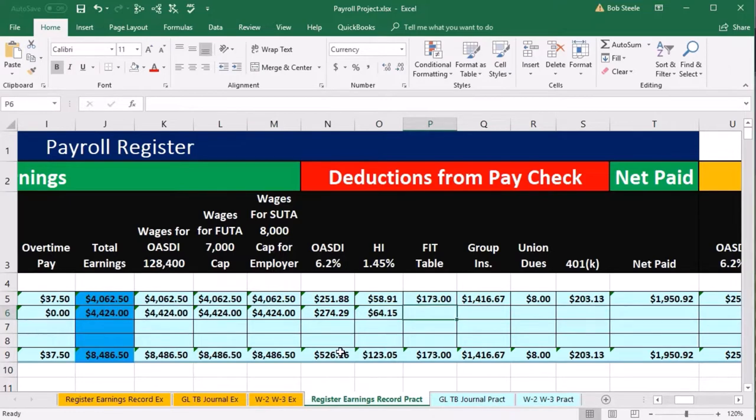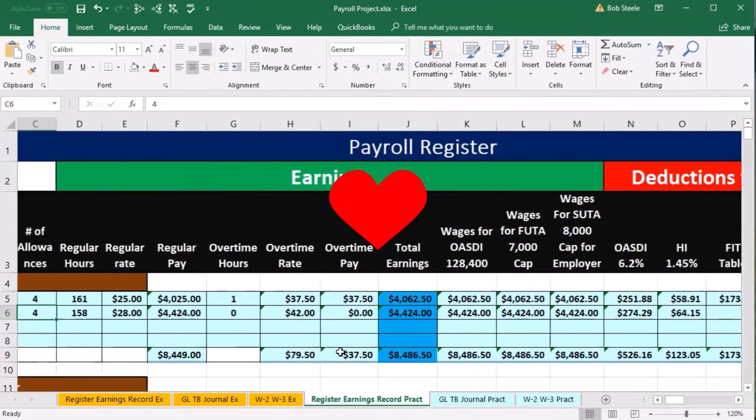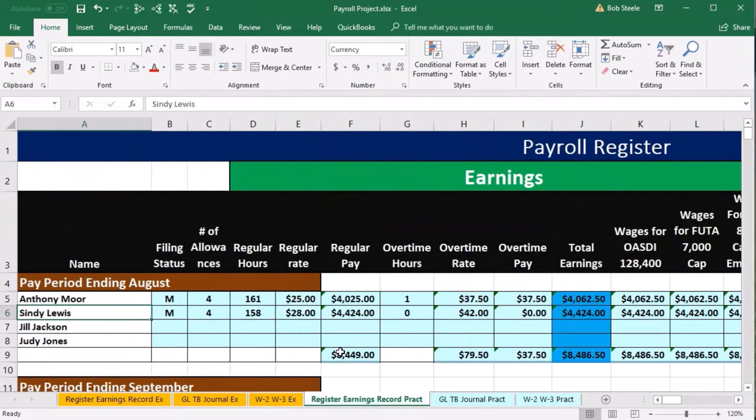Then we have the most complicated one, the FIT. I'm going to scroll back over. This is the federal income tax. We have to use the tables because of the progressive tax system. We don't have a flat tax. It would be nice and easy. We need to know the marital status. We need to know the number of allowances, the pay period, which is monthly for us, and the amount, which is going to be this 4,424.